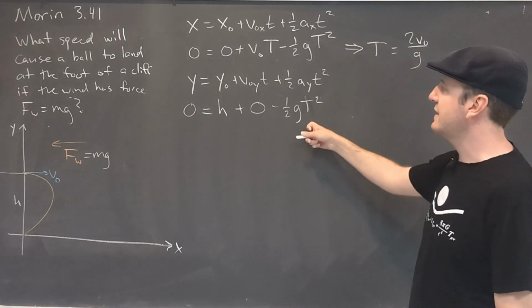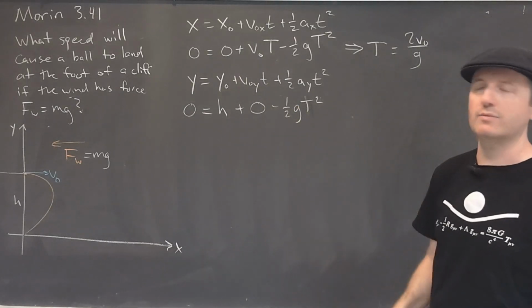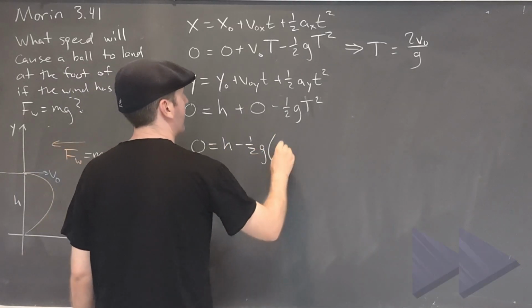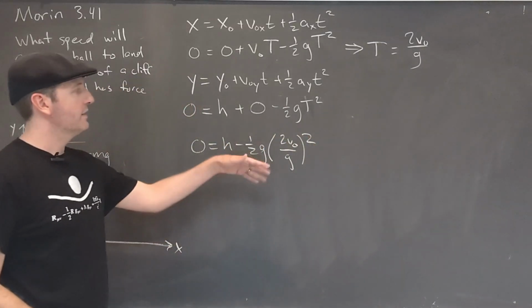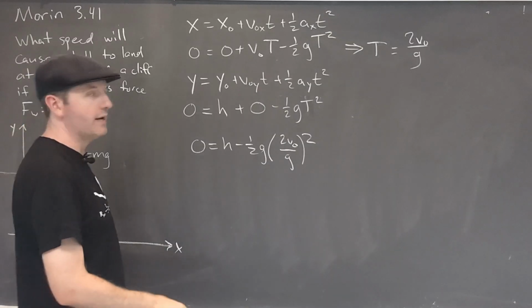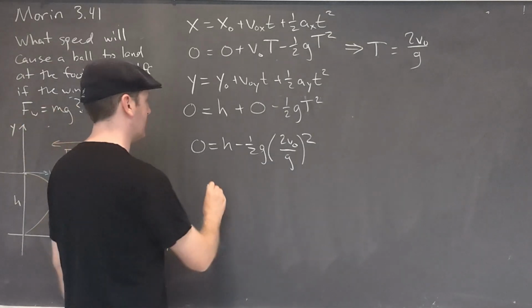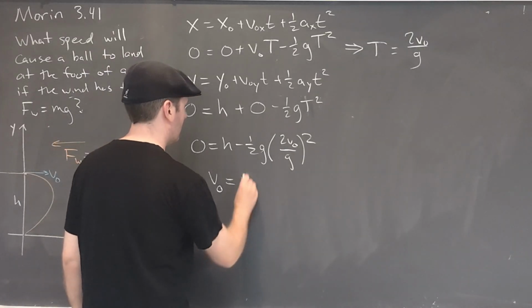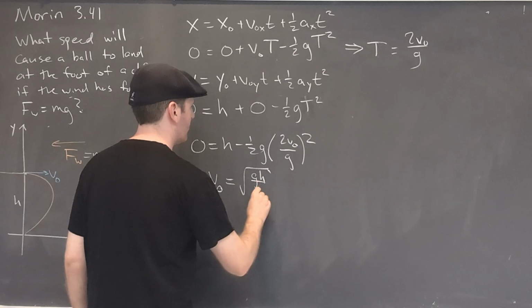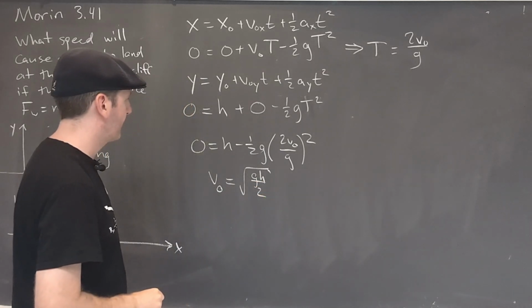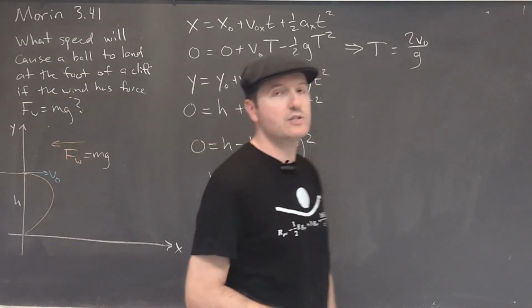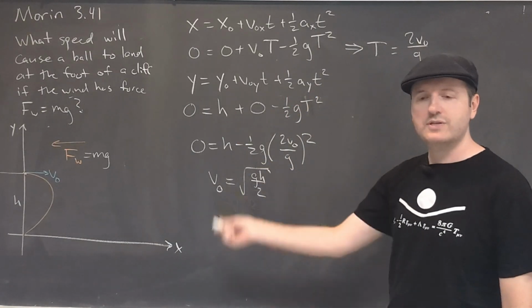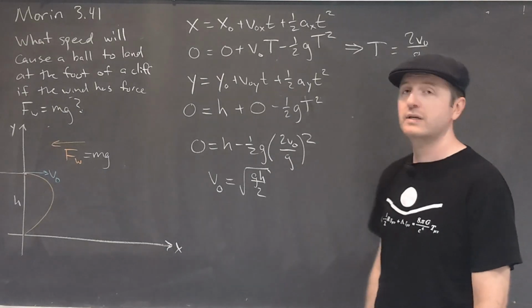And then we can substitute this in here and solve for v0 in terms of h. So let's do that. All right, doing some cancellations and moving stuff around will give us our speed. And we end up with root gh over 2. Okay, so that is the speed that is required to just barely get the wind to blow this thing right back to the base of the cliff. QED.